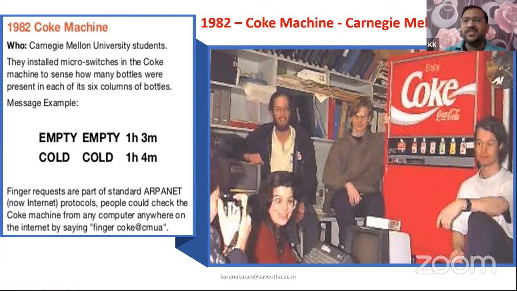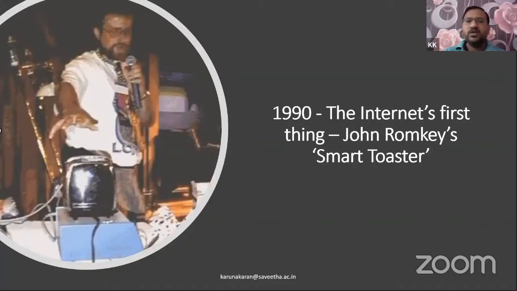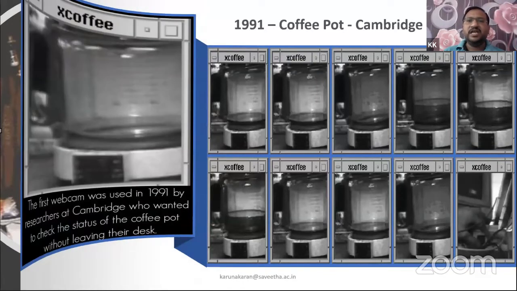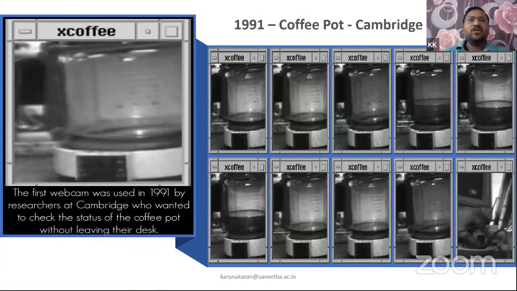So similar to the video which we have seen right now, it was a group of friends doing it for fun, right? And then the next was in 1990, John Romkey invented a smart toaster which was turned on and off using his computer. Then in 1991 in Cambridge University, again a group of people wanted to know whether their coffee machine had coffee in the pot or not. Only when it was available, they wished to move out of their office. So they connected their coffee machine to the computer and checked it. All these happened long back in 1991.